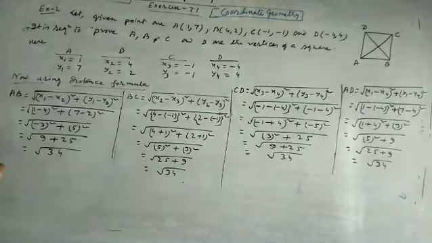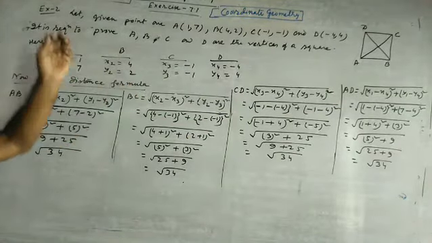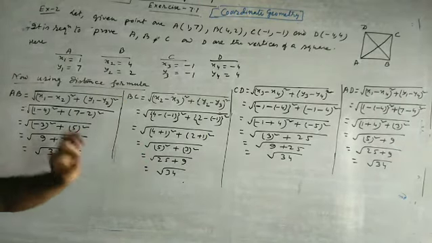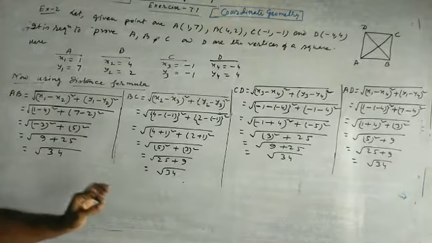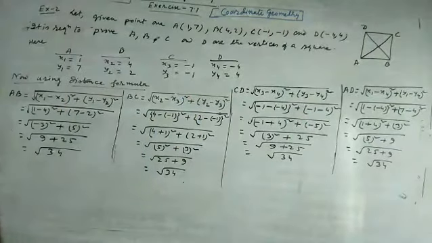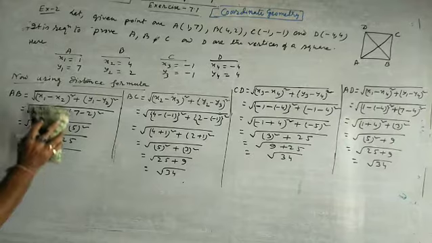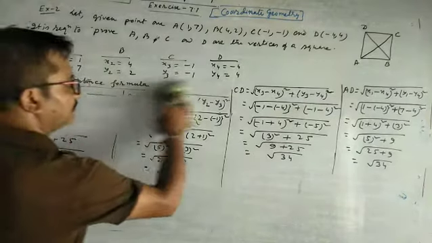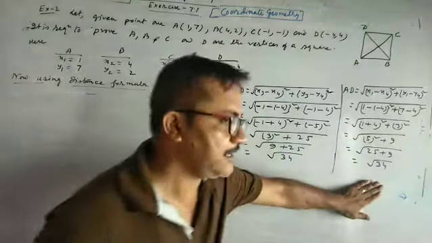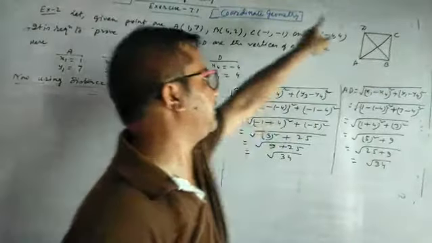Now, these 4 points are either a square or a rhombus. How do we confirm it? If we find AC and BD. Okay? So all sides are equal. After AD, next you will find AC and BD.